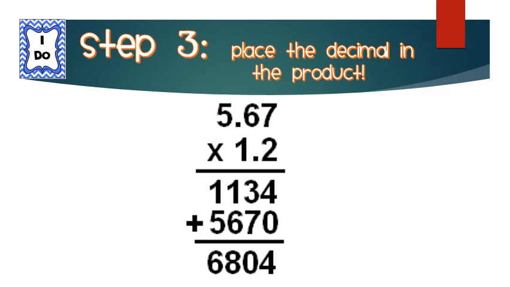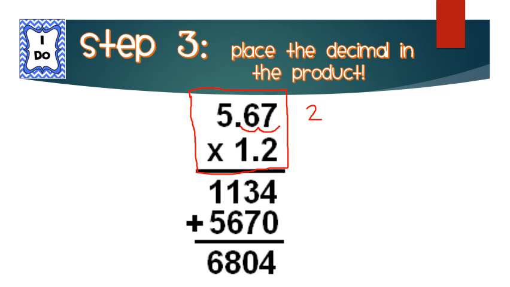Okay, so now step number 3 tells us that we need to place the decimal in the product. So pay attention. We have to come back up here to our original problem. We're going to look at the numbers that we multiplied together, and we have to count how many decimal places are in each number. So I will start with the first one, and here I have 2 decimal places. There are 2 numbers to the right of the decimal.